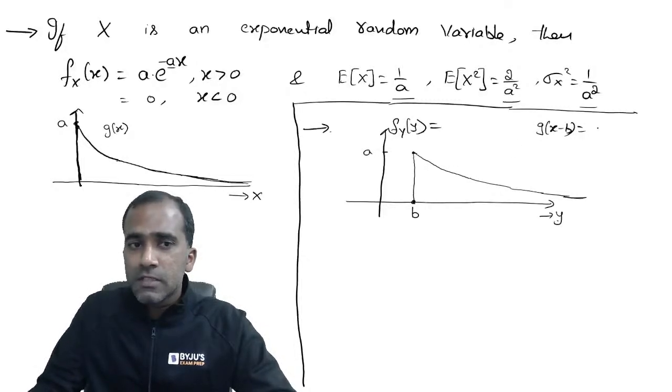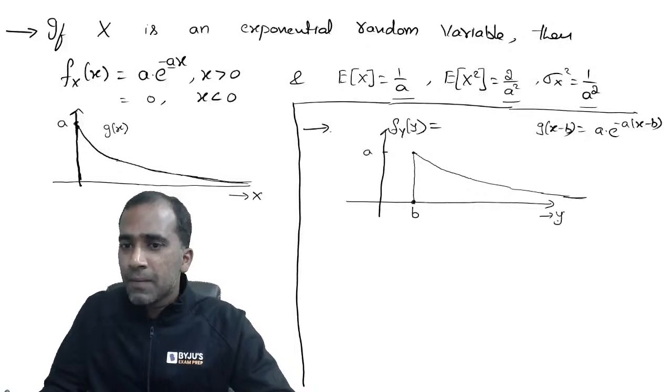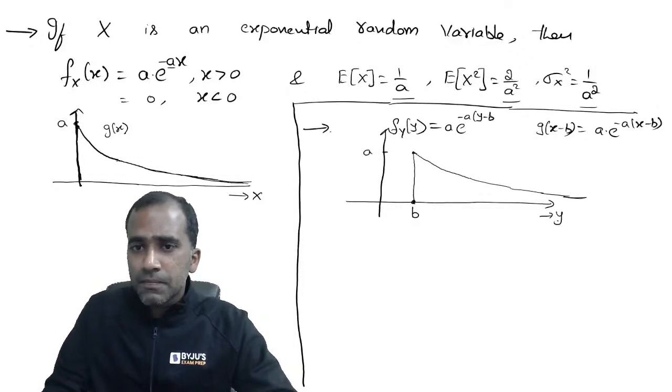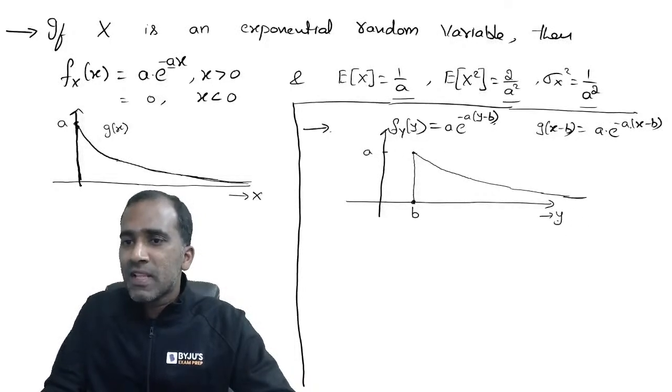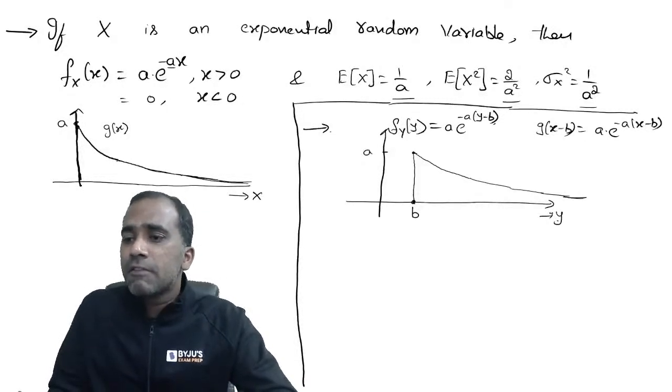Sorry, g of x minus b means, let me write it, a into e power minus a into x minus b. Perfect, this is the answer. But since I have changed the variable here, I have taken it as y. So instead of x, replace it with y and rewrite it. So it is a into e power minus of a into y minus b. If I had taken x here, this would have been the answer. Since I have taken y as the variable, why I have taken a different variable is because I just want you to be comfortable with any variable.